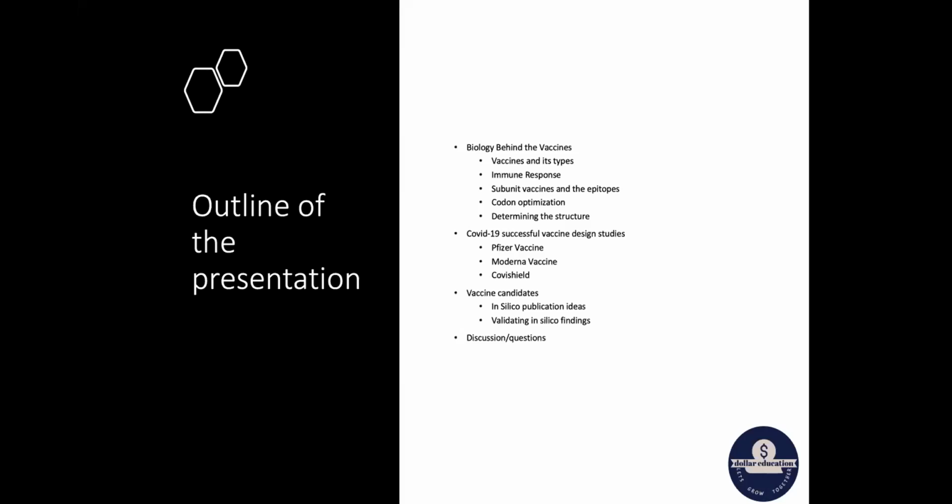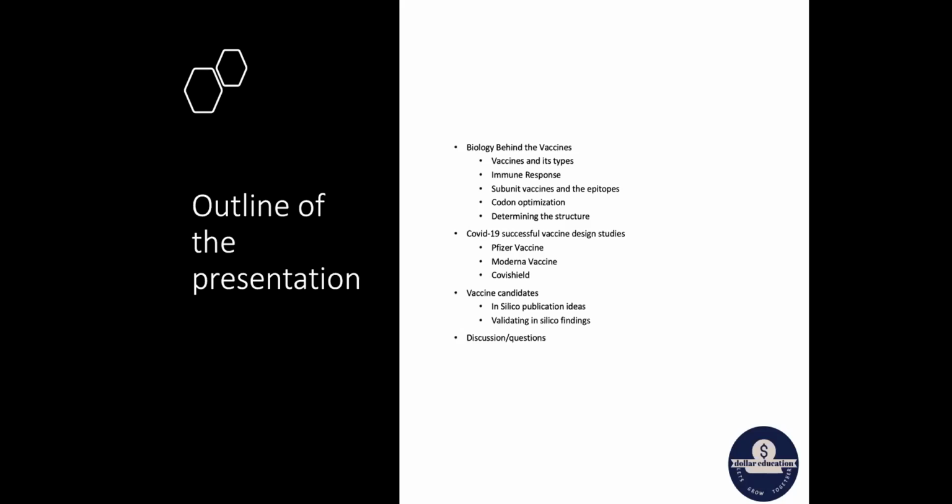While we are talking about immune response, we must understand that the immune response is a different entity for different types of vaccine design. That's why we'll be talking about the subunit vaccine and also what epitopes are. Then we'll move on to codon optimization and the determination of the structure. I will just be briefing about why we are putting all these concepts in this workshop.